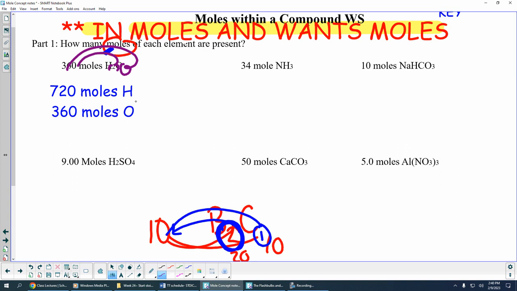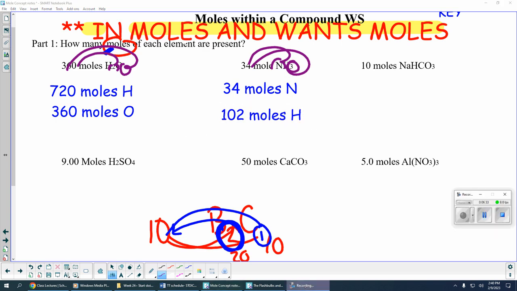Let's try the next one here. 34 moles of NH3. I'm going to multiply that by 1 for nitrogen. I'm going to multiply that by 3 for hydrogen. Okay. I would say pause the program here and see if you can finish these by yourself.